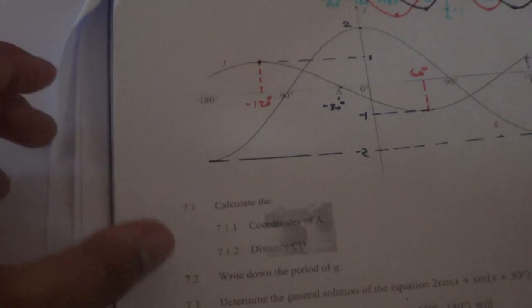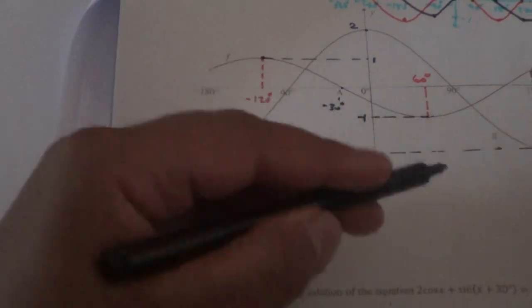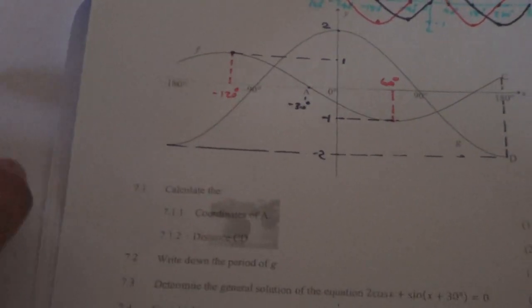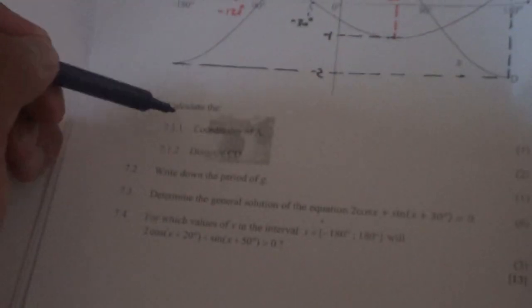All right, so not a problem. And we know that this happens at 180 and minus 180. So we are good. I did notice that we are losing time. So now we are ready to answer some questions, right? Now they are saying calculate the coordinates of A. Okay, not a problem. So let's deal with this one.